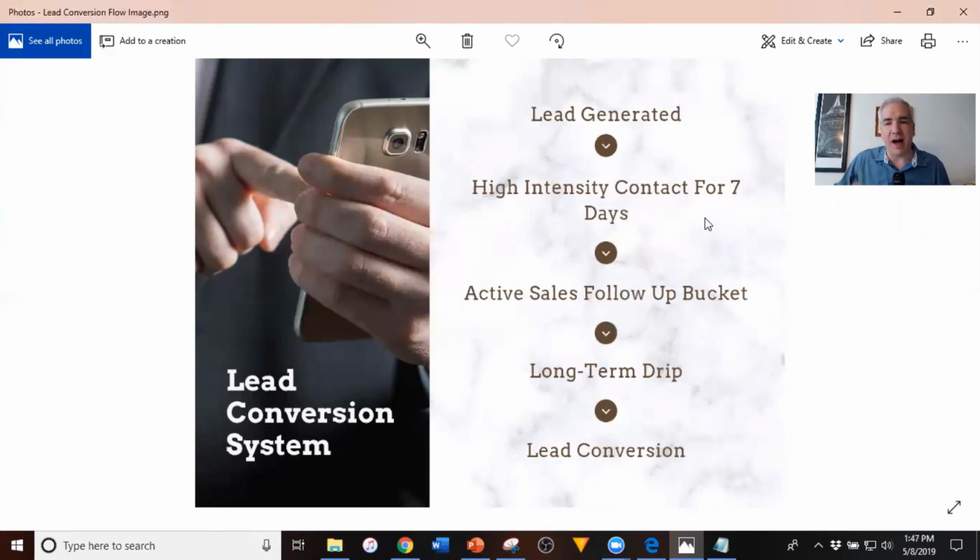So I want to have a high intensity contact, a drip series that's going out. Again, high intensity, several contacts over 7 days.